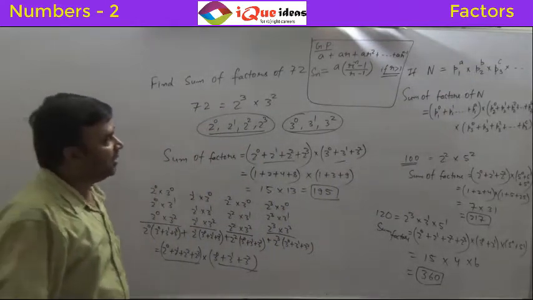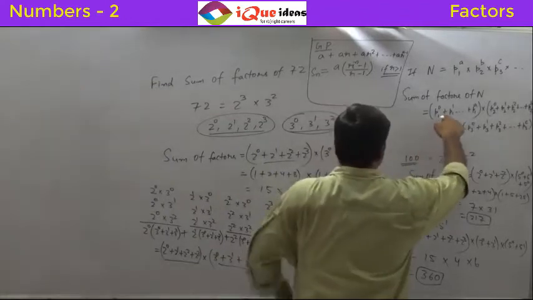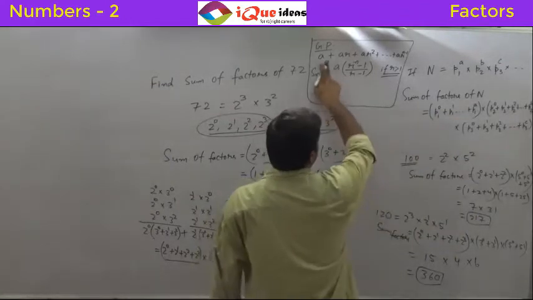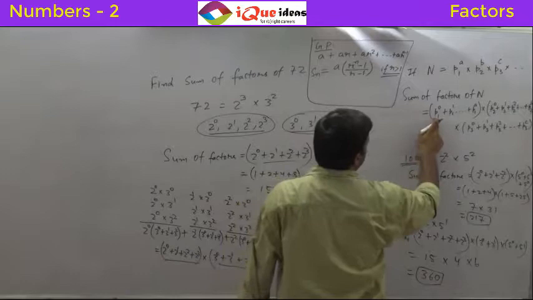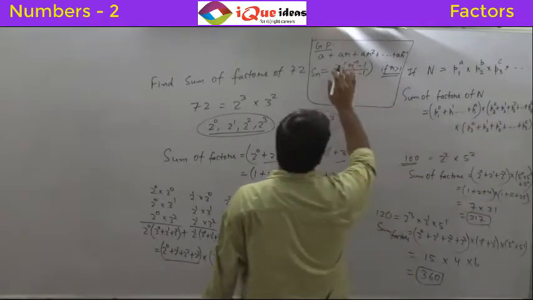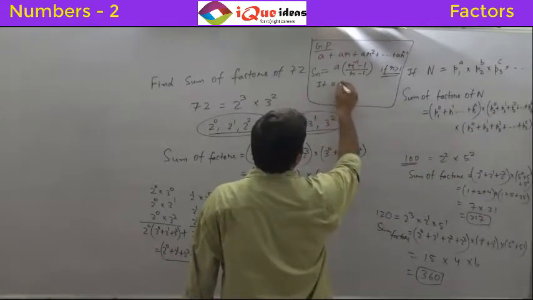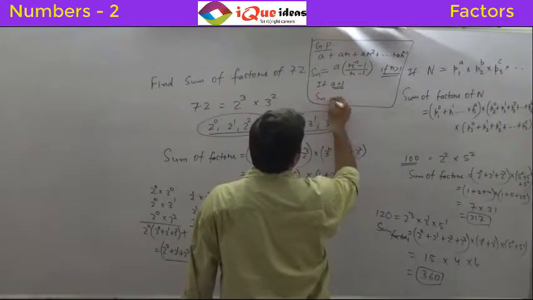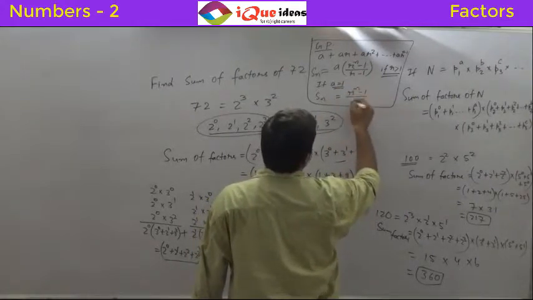Now, in this case, if you see p raised to 0, p raised to 1 and so on, the first term here is a. In each case, the first term will be 1. So if a is 1, then the sum of n terms will be simply r raised to n minus 1 upon r minus 1.